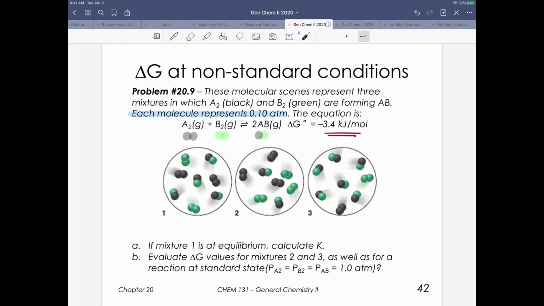calculate what K is. So this problem actually is not any different from things that we've done before. So why don't you go ahead, try to work through that problem, try to solve for what K is if we know that reaction mixture 1 is at equilibrium.